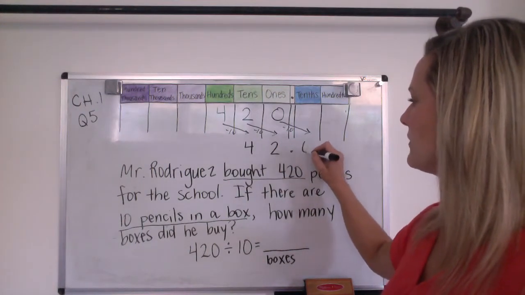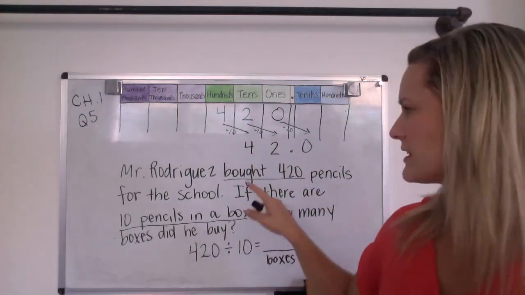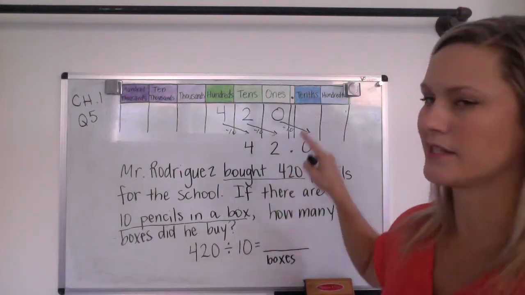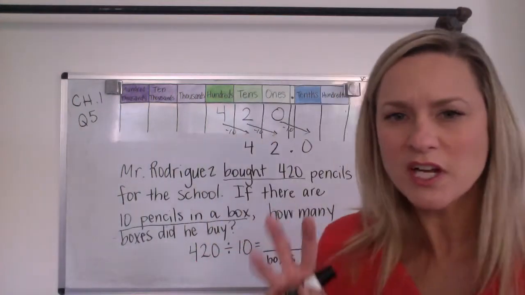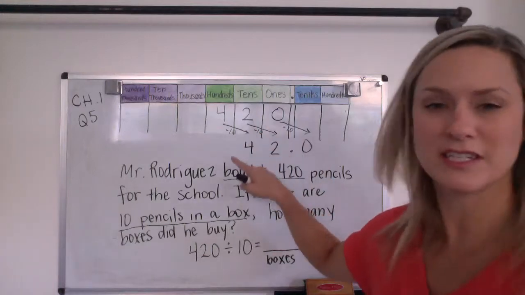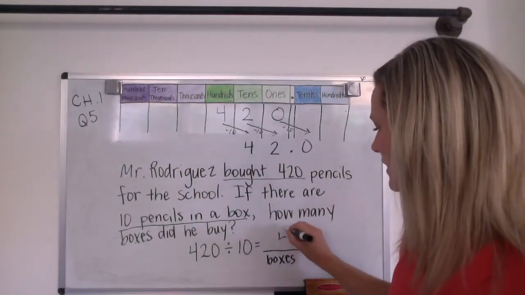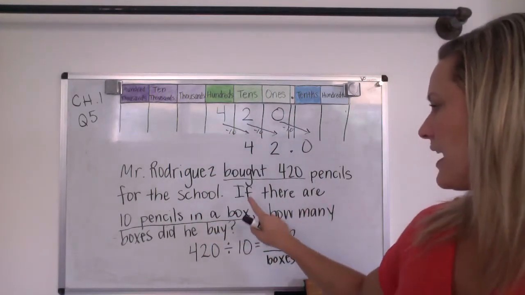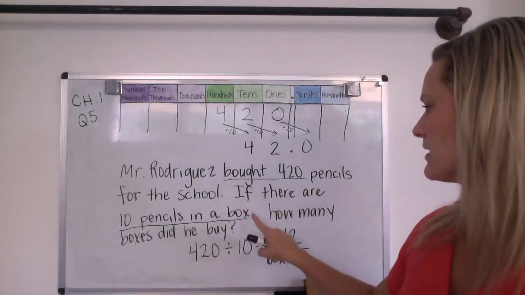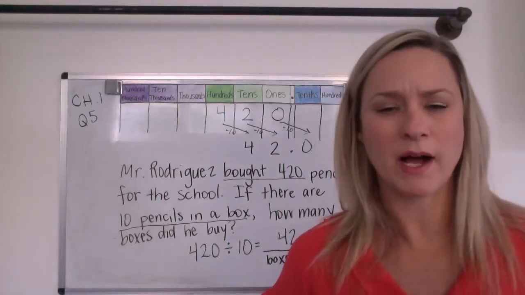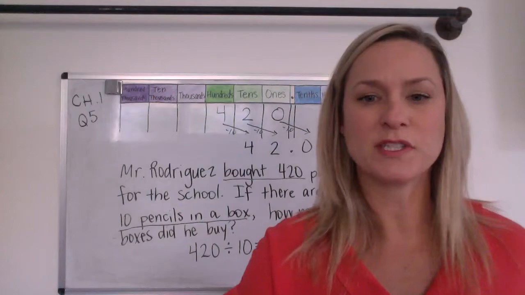Oh, and then I have a decimal and a 0. So I could say 42 and 0 tenths, but I don't really have to. I'm just going to say my answer is 42. So I'm going to go back and make sure I have that right. If there are 10 pencils in a box, how many boxes did he buy? All right, 42 seems reasonable.